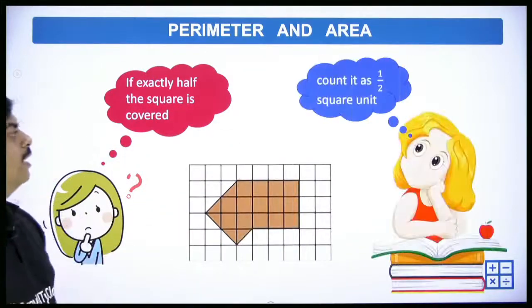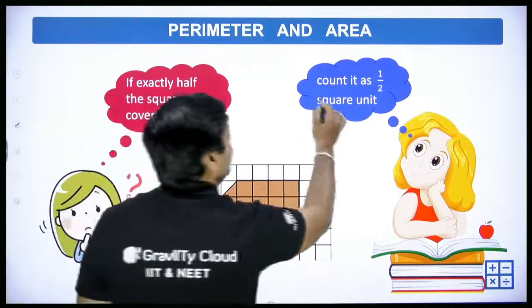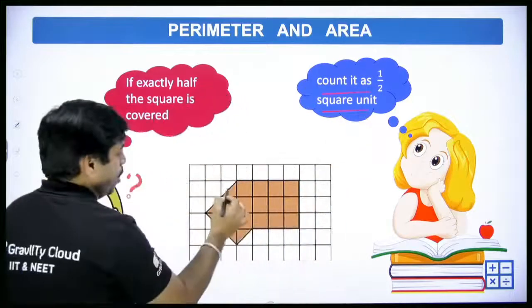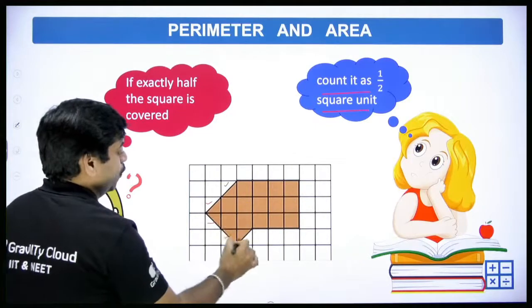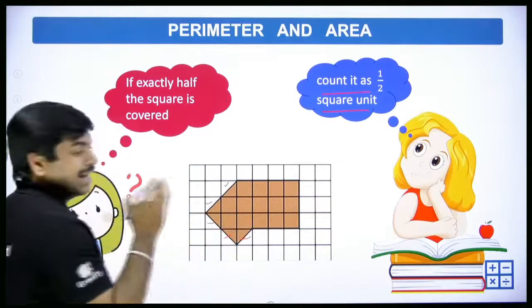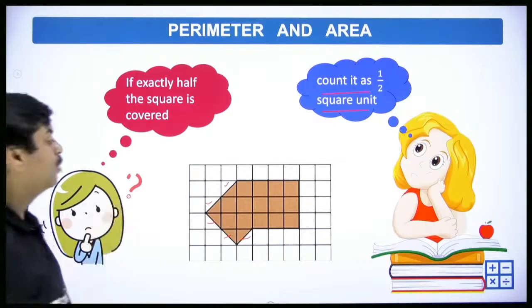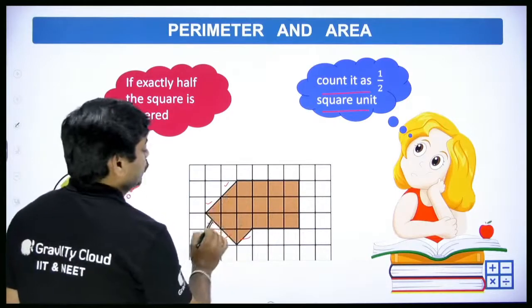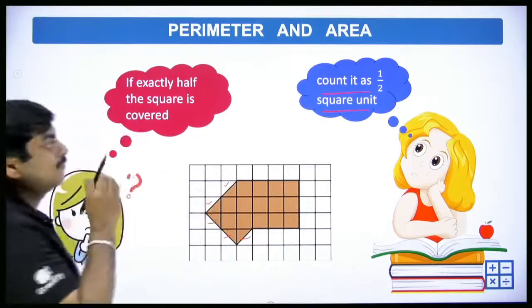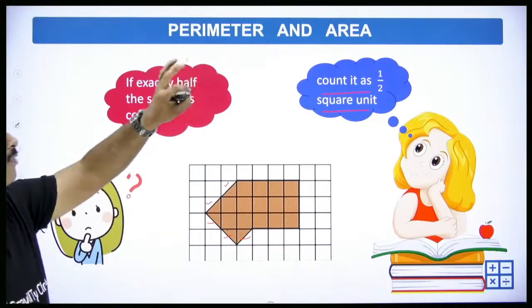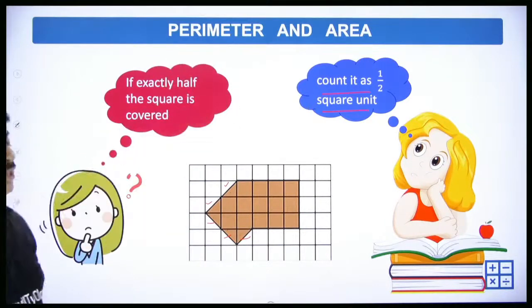if exactly half is covered, count it as a half square unit. So exactly the same thing, 1, 2, 3, 4, 5, all these are exactly half. You can see the diagram carefully. In that case, you can include half. 1, 2, 3, 4, 5. There are 5 half square units, correct?